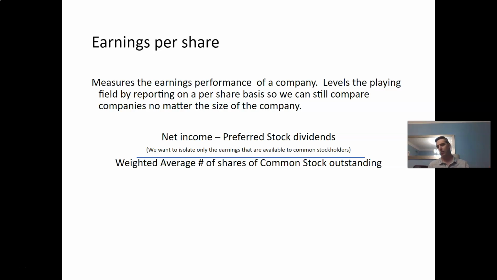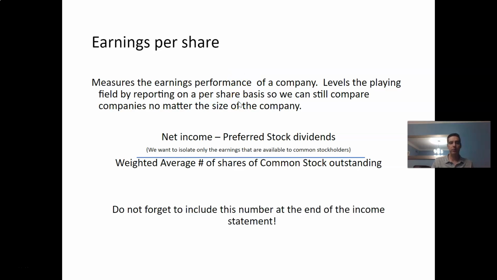So there's a lot of different ways. We could turn this easily into a finance class, but we're not going to do that right now. But what I want you to understand is the reason why you do a weighted average is because those outstanding shares could potentially fluctuate throughout the year as companies buy back their own stock and or issue new stock. So you do kind of like an average. All right, so that's your earnings per share number. And so do not forget to include this number at the end of the income statement. So when you pull up an income statement, at the bottom of the income statement, it will have the EPS number.